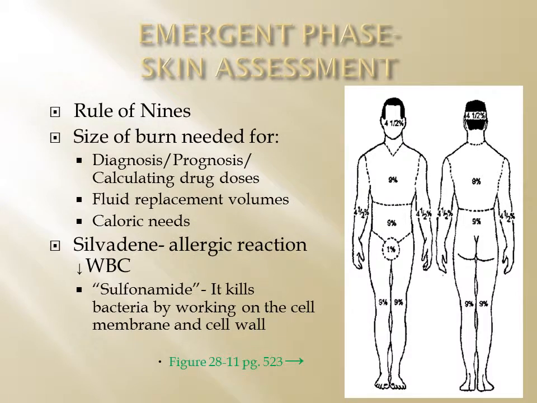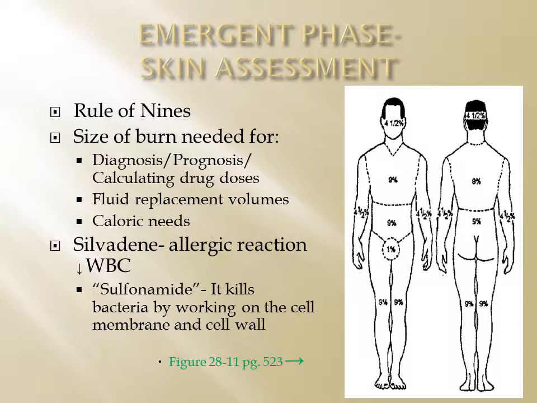On page 523 of your textbook, figure 28-11 depicts an image that assists in identifying the area and the percentage used for the skin assessment of a burn patient. You want to use the rule of 9s. It is used when identifying the percentage of total body surface area of the injury. The size of the burn is needed for diagnosis, prognosis, calculating drug doses, and for fluid replacement volumes and caloric needs.